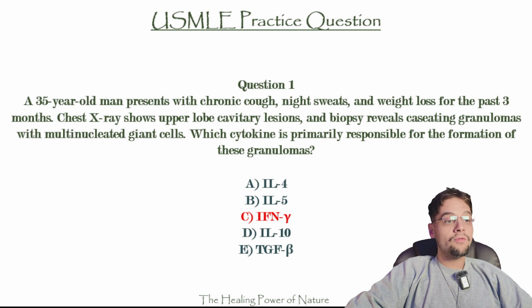That's because granuloma formation in TB is driven by Th1 mediated immunity, specifically the release of interferon gamma. Interferon gamma activates macrophages, enhancing their ability to kill mycobacterium. Remember, IL-4 promotes Th2 differentiation and IgE production. IL-5 is involved in eosinophil recruitment. IL-10 is anti-inflammatory, and TGF-beta also suppresses the immune response.